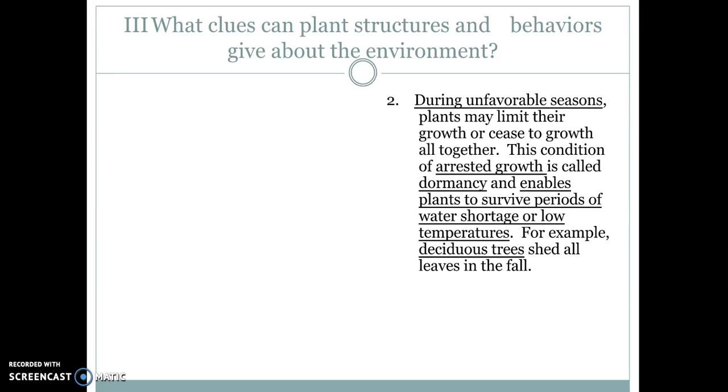During unfavorable seasons, that's a big word, plants may limit their growth or cease to grow altogether. This is called dormancy. If you think of something being in a dormant state, it's going to stay the same. It enables plants to survive periods of water shortages or lower temperatures. For example, deciduous trees shed all of their leaves in the fall to prevent water loss.